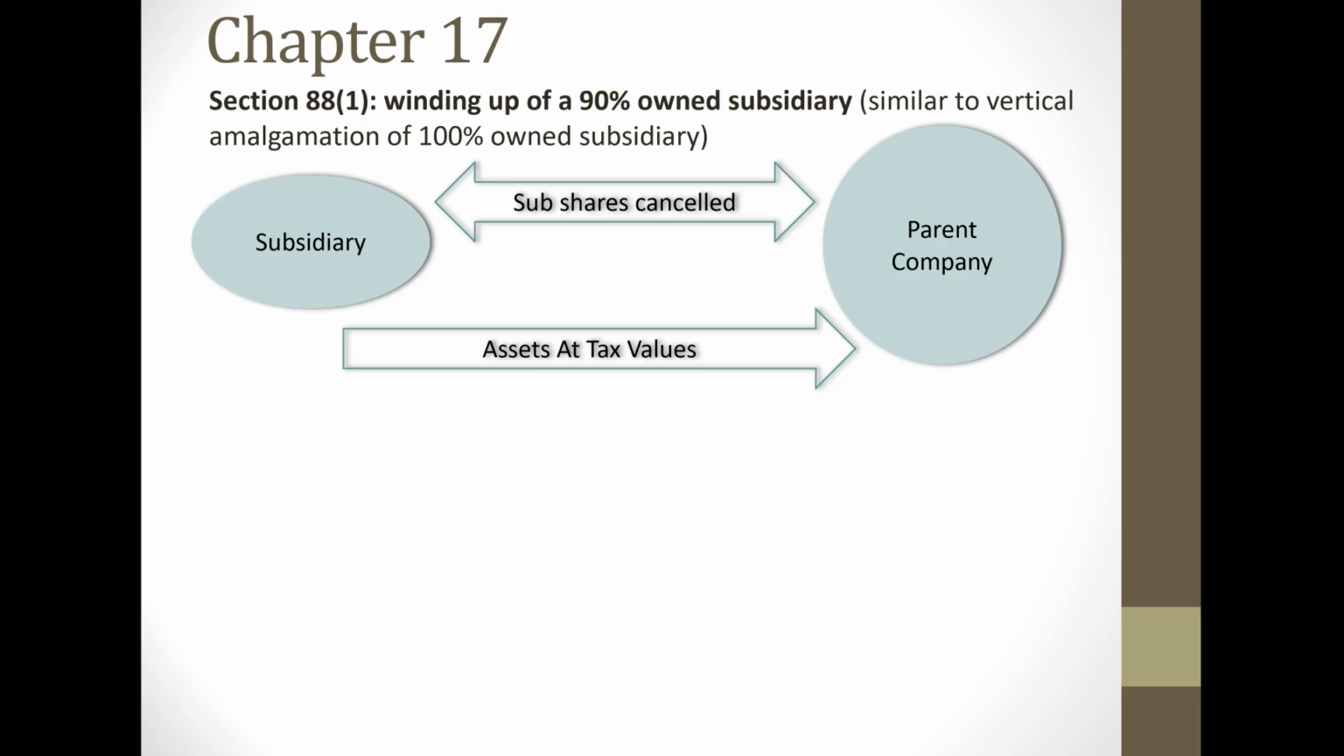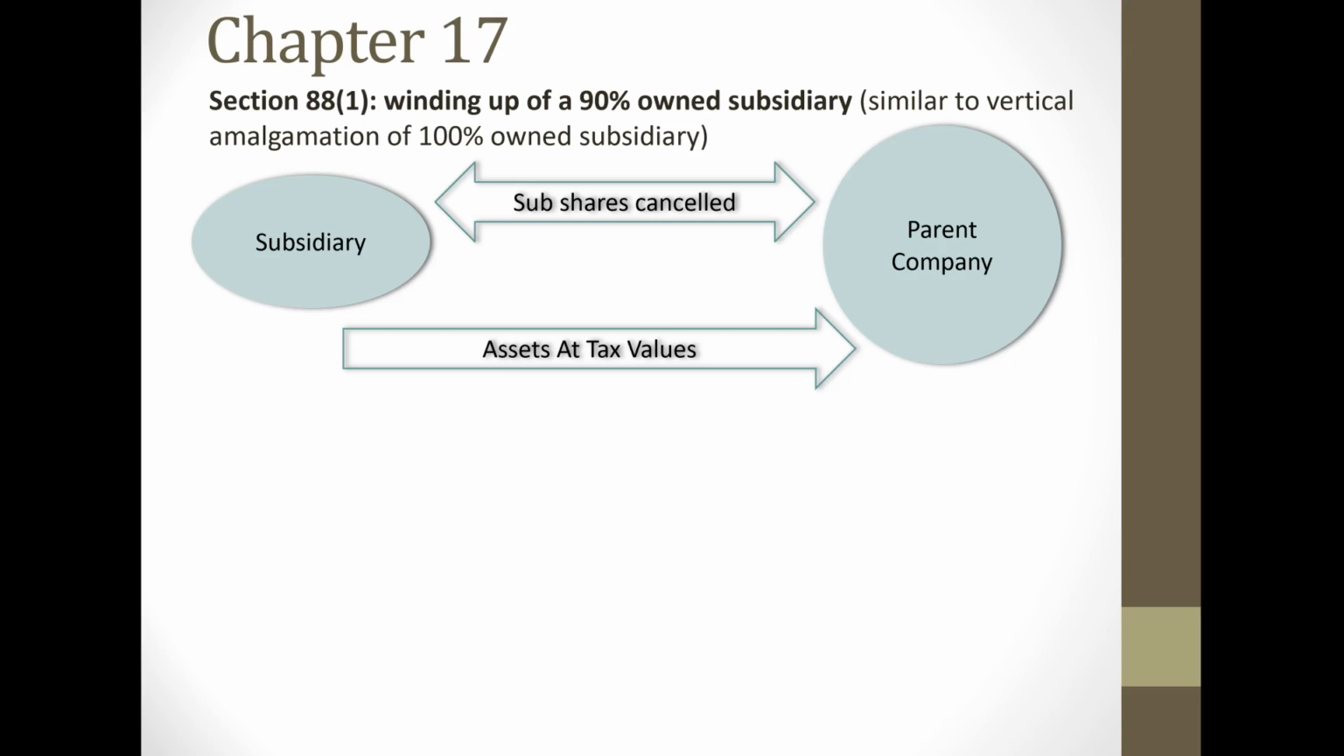Now, this is also similar to a vertical amalgamation, where it's a 100% owned subsidiary. So we have a Section 87 vertical amalgamation. It's similar to this example. The only difference is that the parent owns 100% of the subsidiary. In a Section 88(1), a minimum of 90% must be owned.